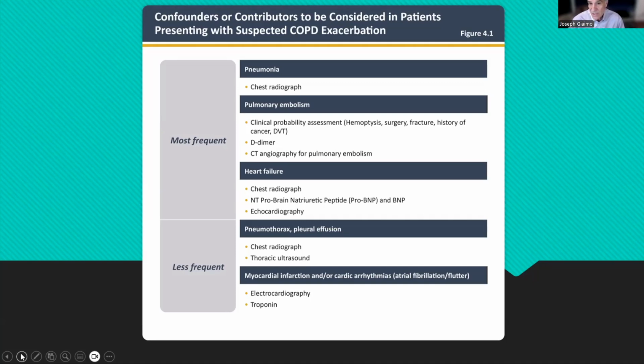And looking for congestive heart failure, we're looking for a proBNP, echocardiograms, and chest X-rays. Now, after those tests are done, what about some of the other stuff? We're talking about pneumothoraxes. A chest X-ray or an ultrasound of the chest can pick that up quite readily. And also talking about a myocardial infarction or cardiac dysrhythmias: EKGs, echocardiograms, and troponins.